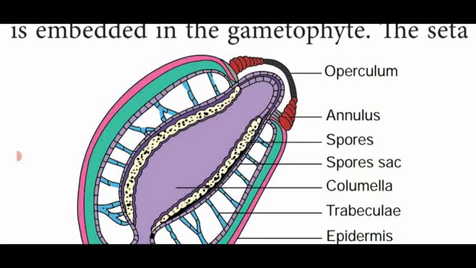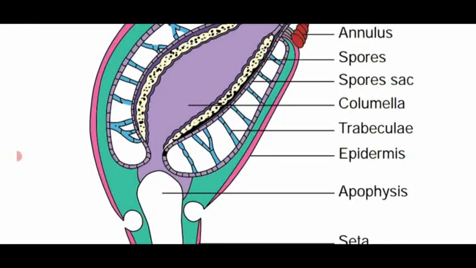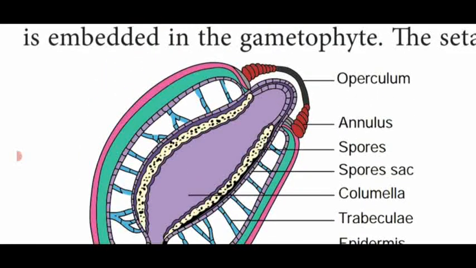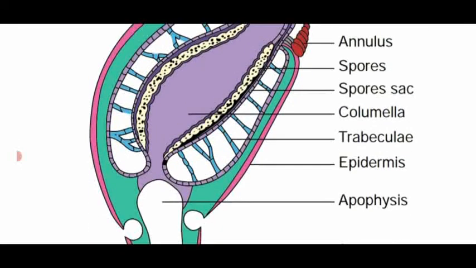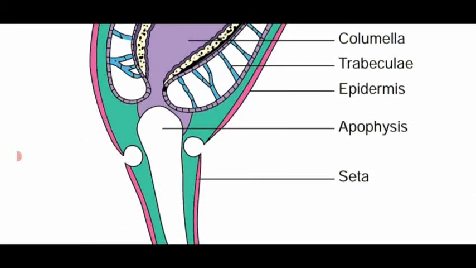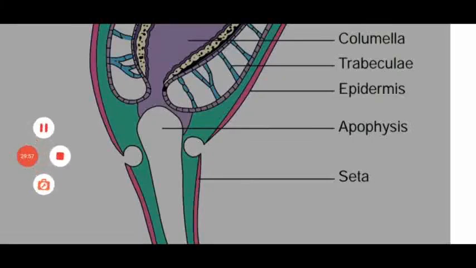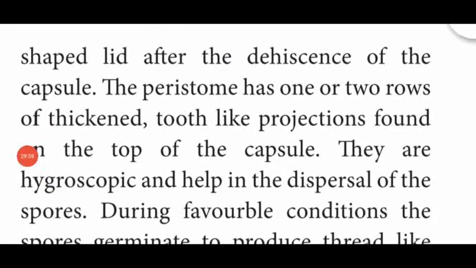Thus, the Funaria gametophytic phase shows the haploid generation, which alternates with the diploid sporophytic phase. That is said to be alternation of generation. Dear students, see the paragraph.